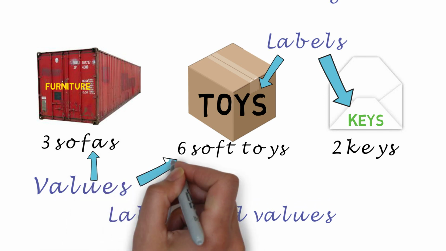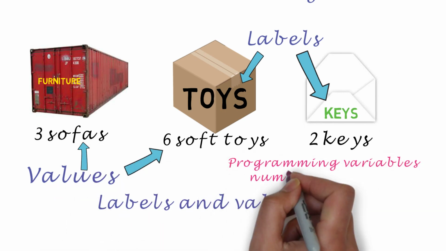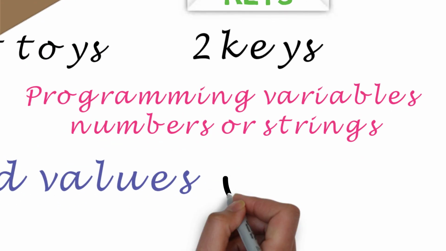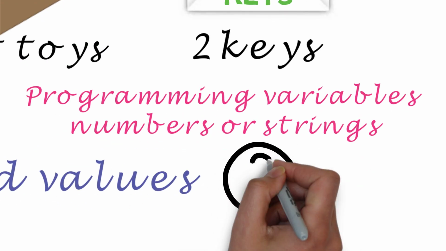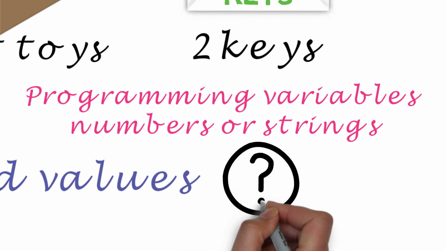Programming variables can hold numbers, or words and numbers we call strings. If you are using a variable in a program, decide if yours will hold a number or a string of information.